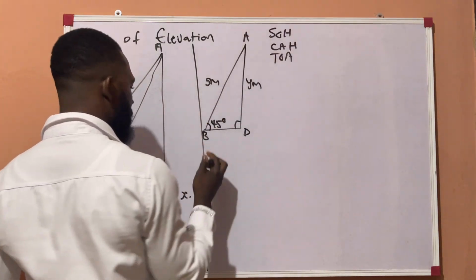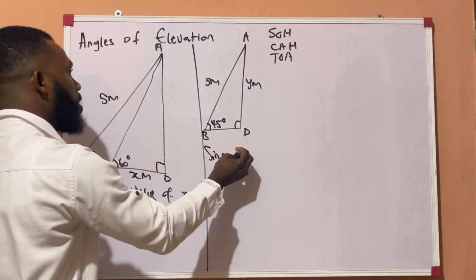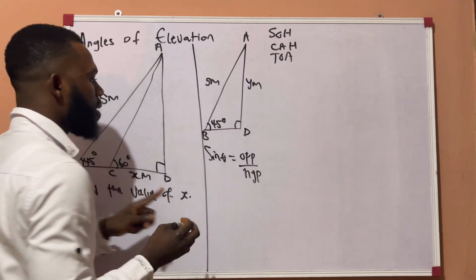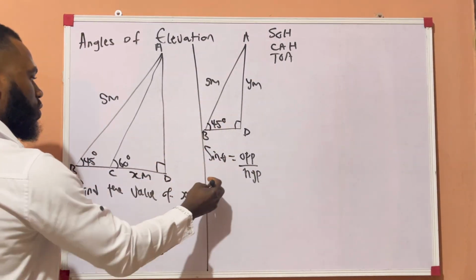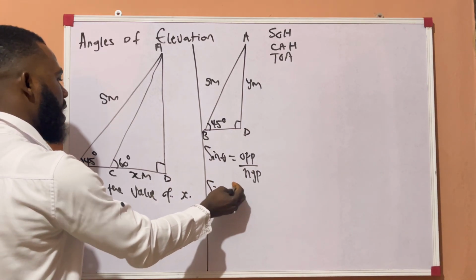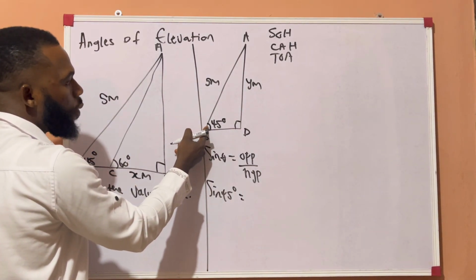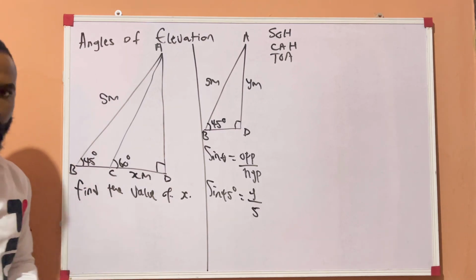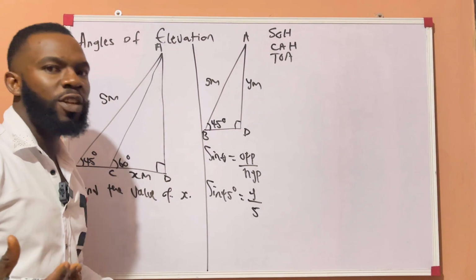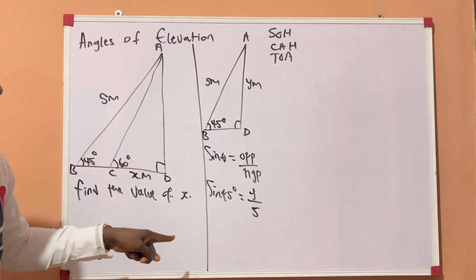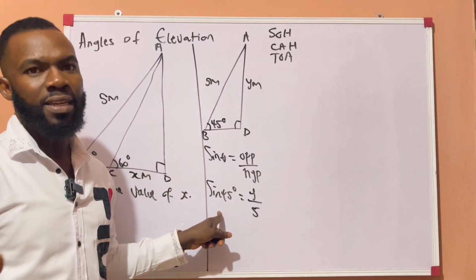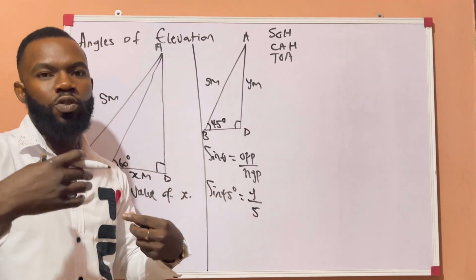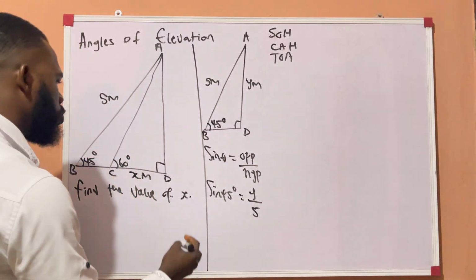So using SOH, which says sine theta is equal to opposite over hypotenuse. Our theta given here is 45 degrees. So here we have sine 45 degrees is equal to, now the opposite of 45 degrees is y, and the hypotenuse is 5. Okay, so now what do we do? 45 degrees is a special angle. Sine 45 degrees is the same thing as cos 45 degrees, which is 1 over root 2, or you can simply say root 2 over 2 when rationalized.